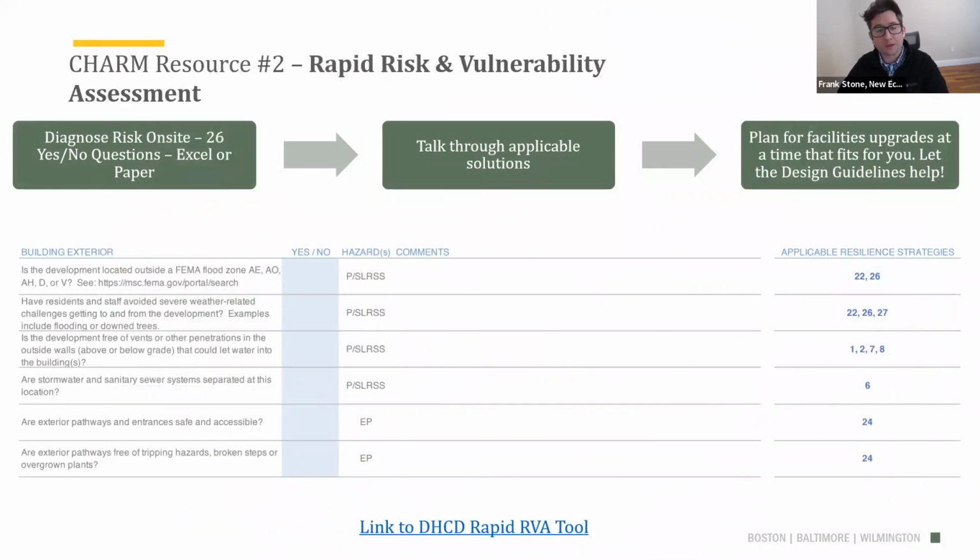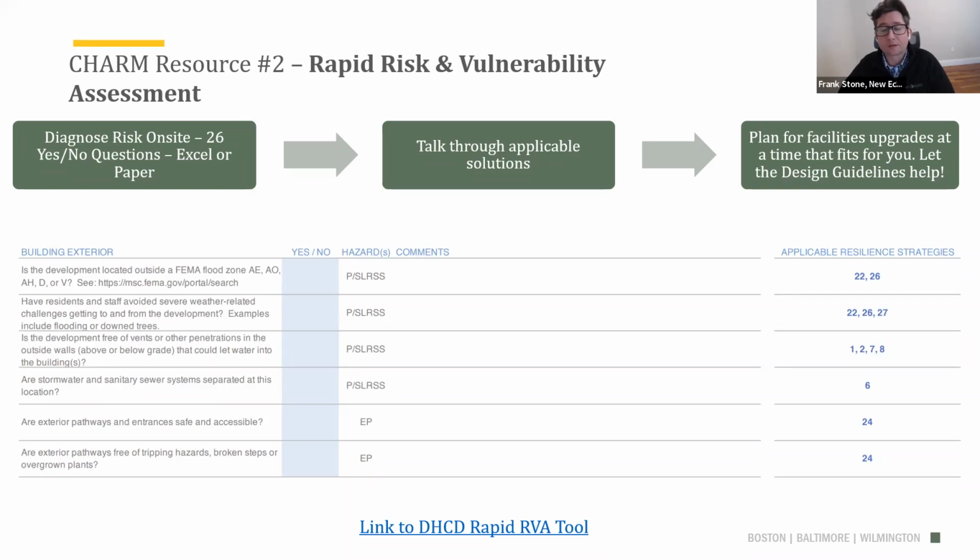So as part of the CHARM project, we also developed a rapid risk and vulnerability assessment tool. So this is a more granular level tool that's designed to be used on site at a property. It's an Excel tool. It can also be printed out and used with pen and paper on site if teams prefer. And what it is is 26 questions in yes or no format to help diagnose specific risks. If a particular risk isn't at a property and the answer is no, then that's great, you can move on.